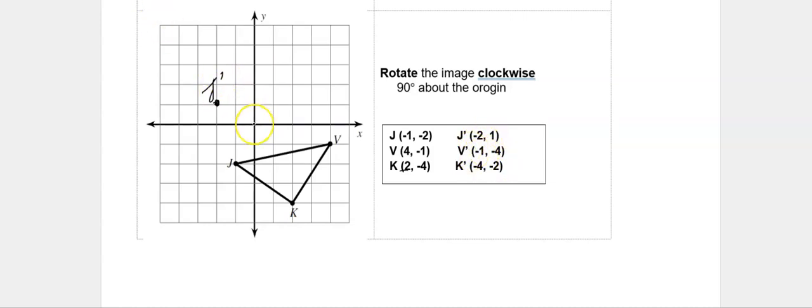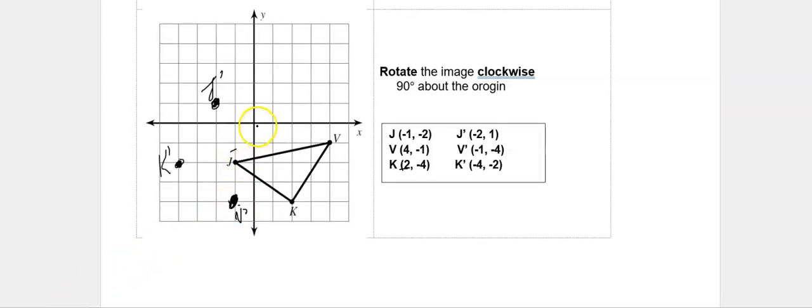So starting from the 0, 0 point, we're going to go over 1 on the x-axis on the negative side. And then our y is a -4, so we have to go down 1, 2, 3, 4. And here's our point for that one.